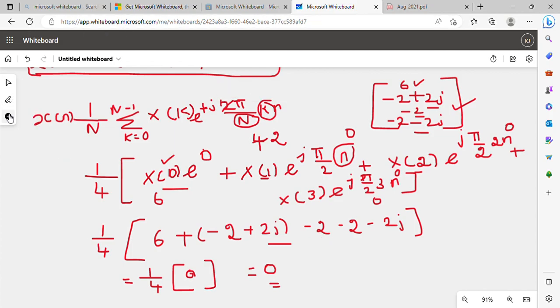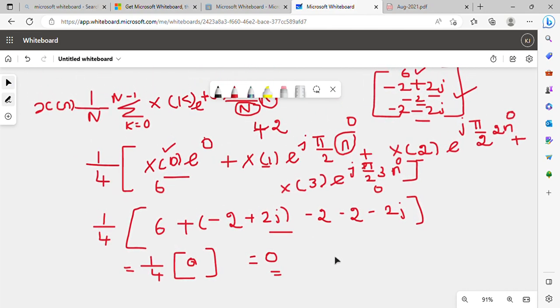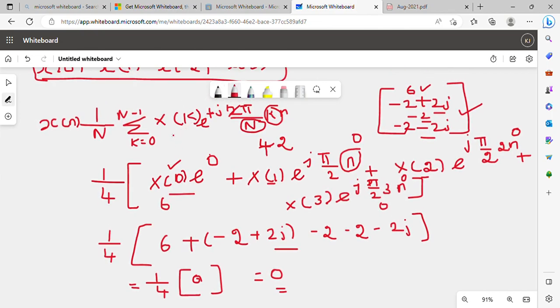For all the others you have to do the same. I'll just move this out. So how did you get this? I'll repeat it once again. This is my formula.